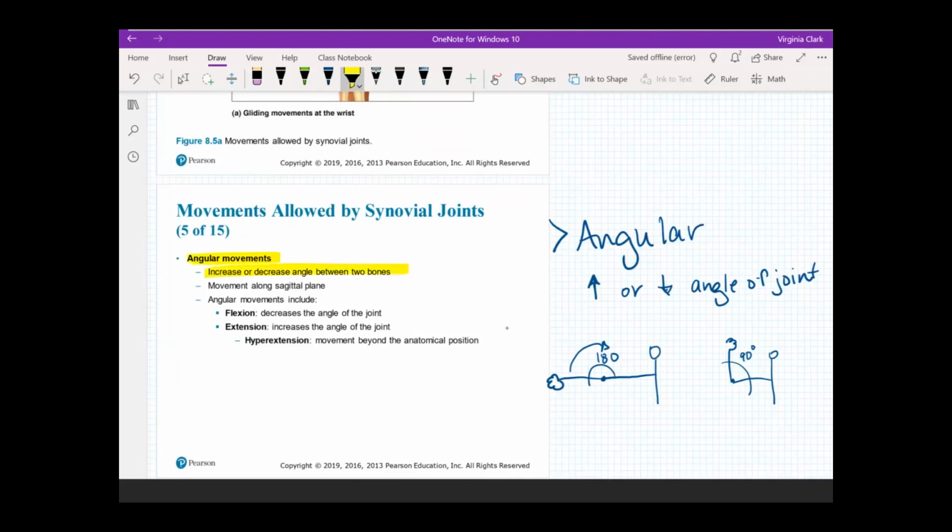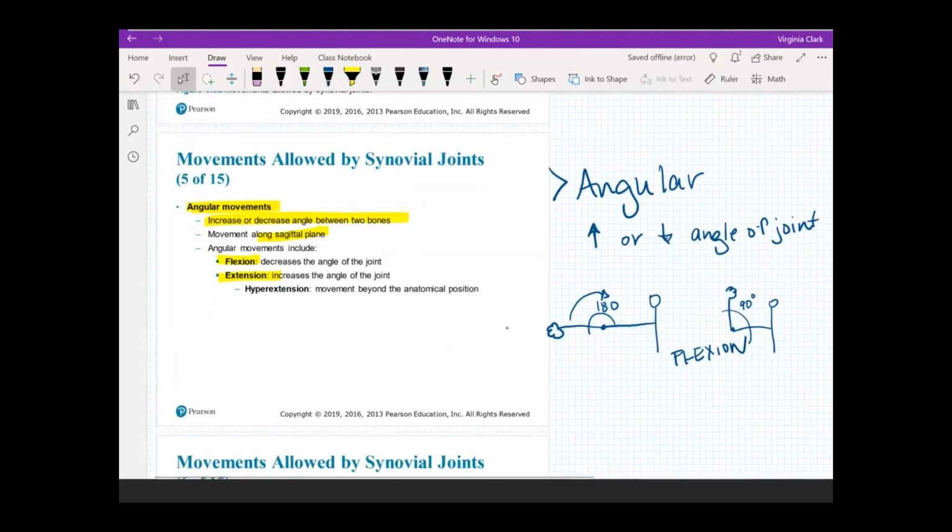You're talking about the angle between two bones. It's always going to be usually along the sagittal plane. And flexion and extension is what most of us talk about or have heard about. So if we're our cute little 4-year-old right here, he is actually flexing his arm. That's the technical term: flexion is going to be decreasing, whereas extension is increasing the angle of the joint.